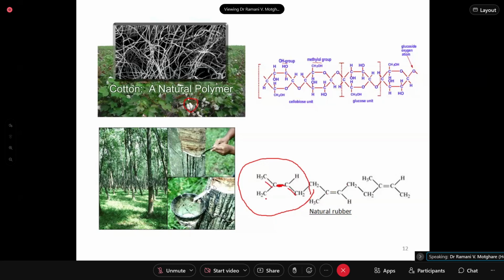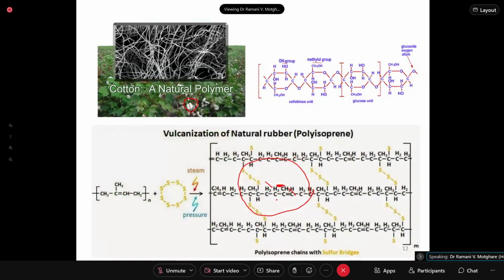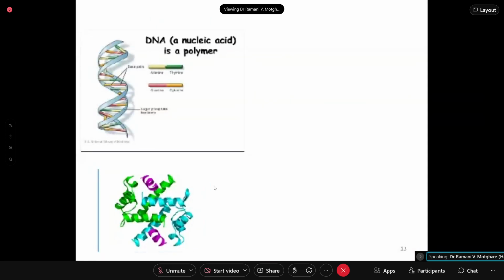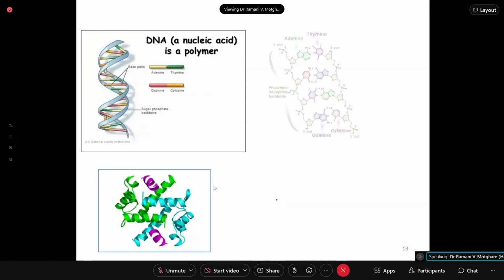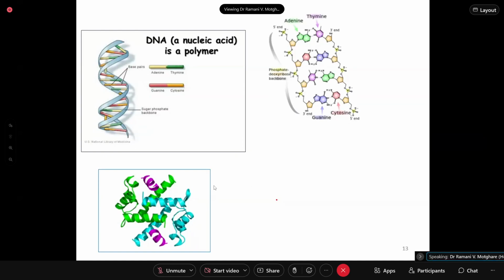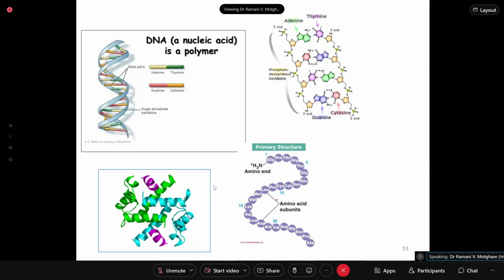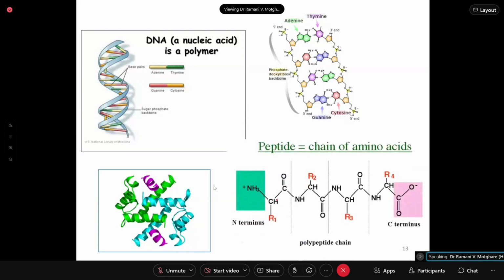So, when you treat it with acid, you get the polymerization of isoprene and it leads to the formation of this type of structure. Okay. Then your DNA, a nucleic acid, is a polymer, deoxyribonucleic acid, where you have adenine, thymine, a pentose sugar, uracil and guanine. Okay, and then the primary structure, the peptide chain of amino acids. This is the peptide chain. You must know CONH is termed the peptide linkage.